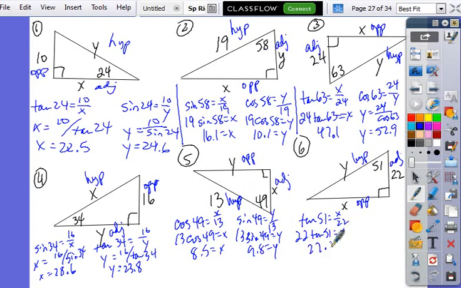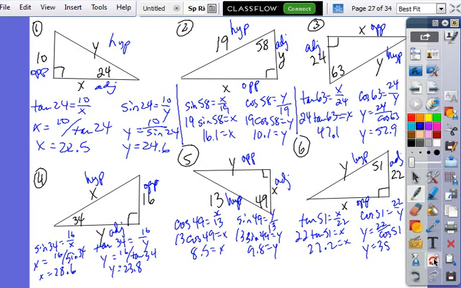Go to y, that would be cosine 51 equals 22 over y. Divide. 35. Just 35? Yeah. All right. Are there any questions on what to do with those right there? Write down what the sides are, see which two sides you're dealing with, use that trig ratio, and solve it.